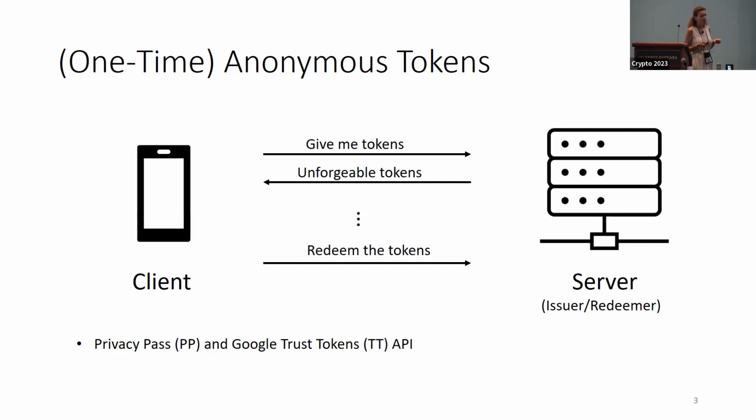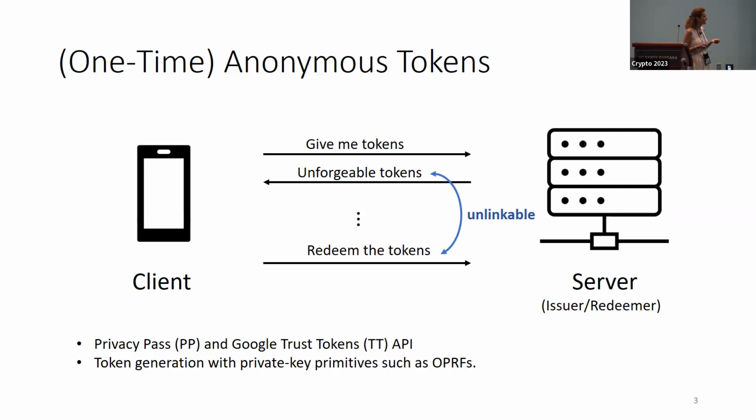So the privacy property that we want from this protocol is the unlinkability between the issuance session and the redemption session. One instantiation of such a protocol could be done with some private key primitives, because in here the server behaves both as an issuer and a redeemer. And indeed, in Privacy Pass, this primitive is oblivious PRF.